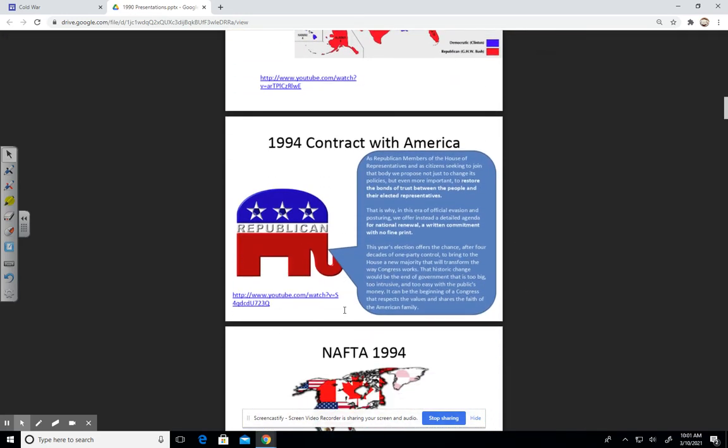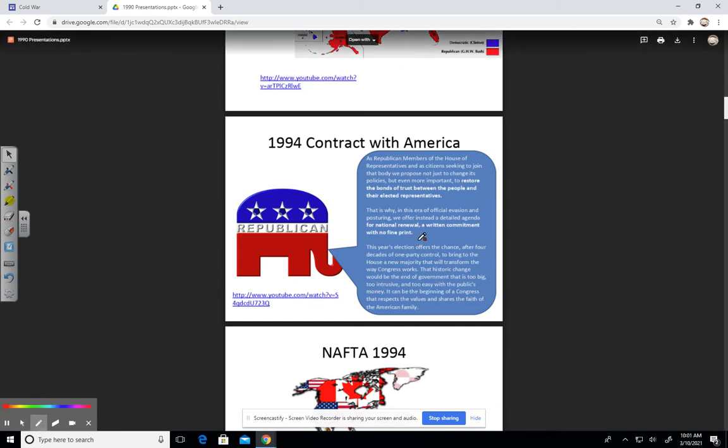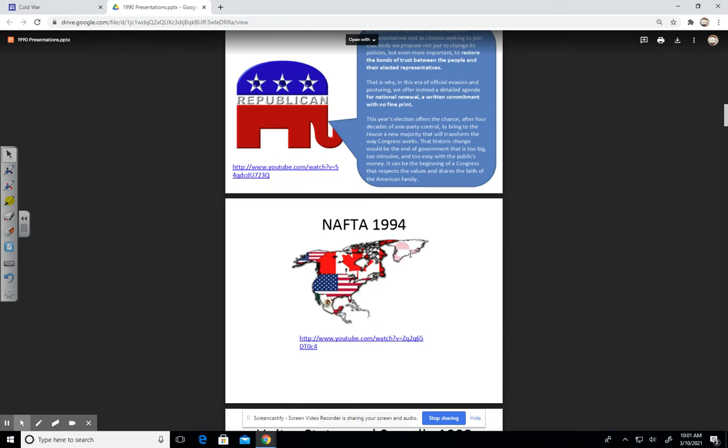We see the Republican Party trying to develop a Contract with America that is dealing with some of the issues here. They're saying a trust between the people and their elected representatives. They want national renewal and so on. So that's the Republican Party promise.